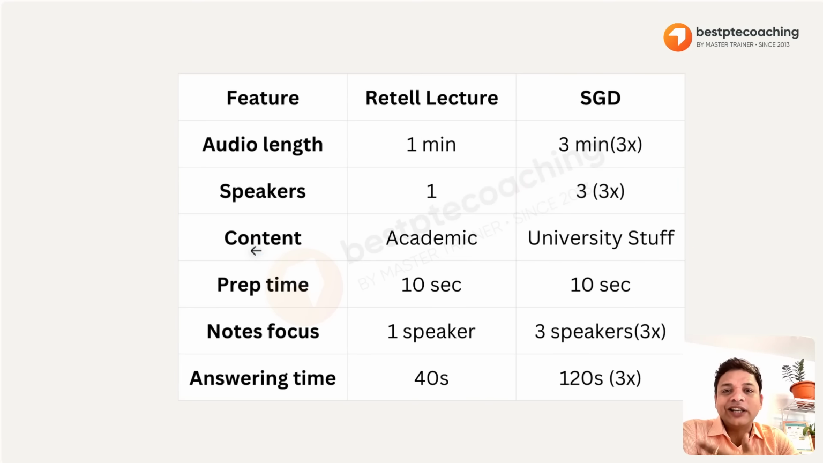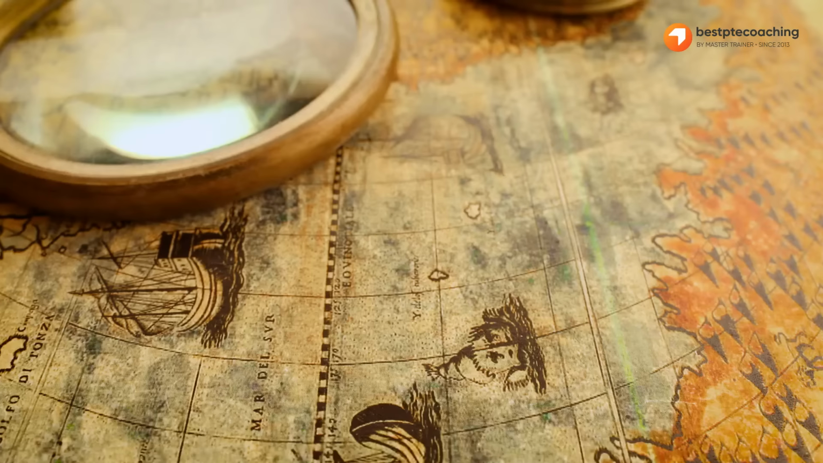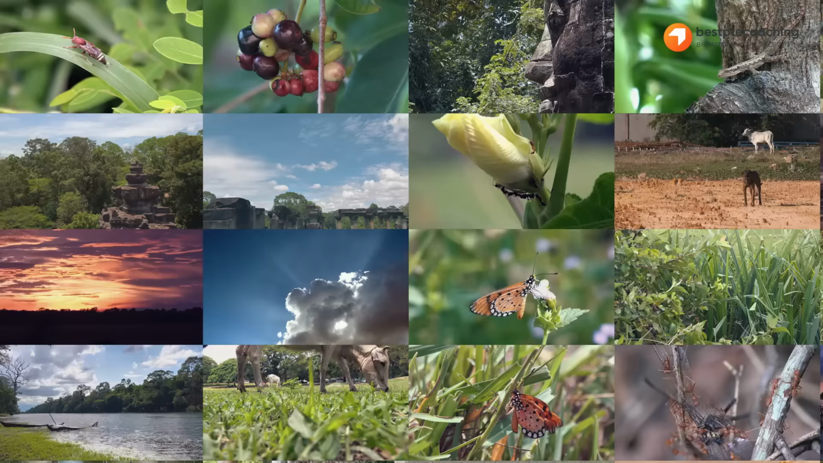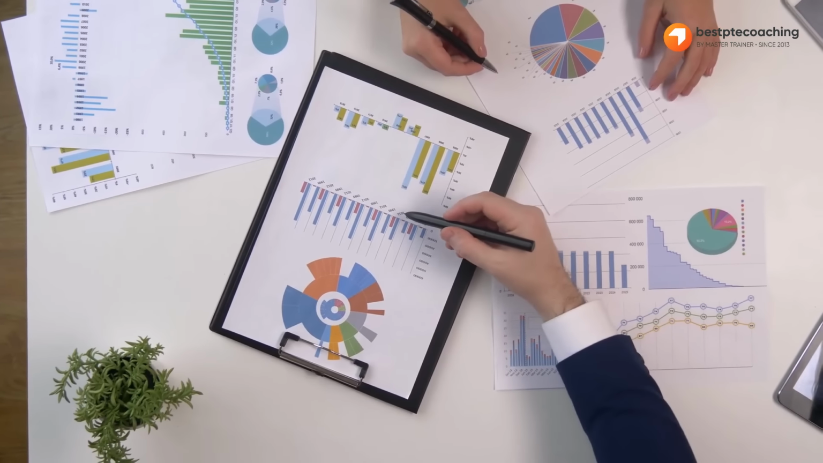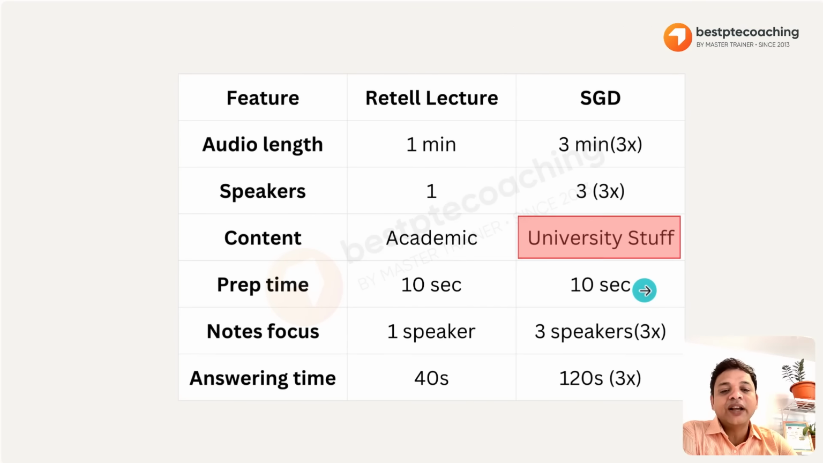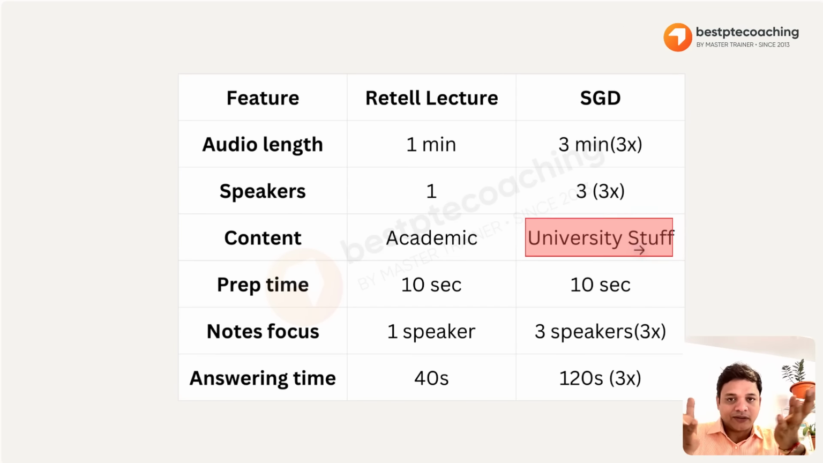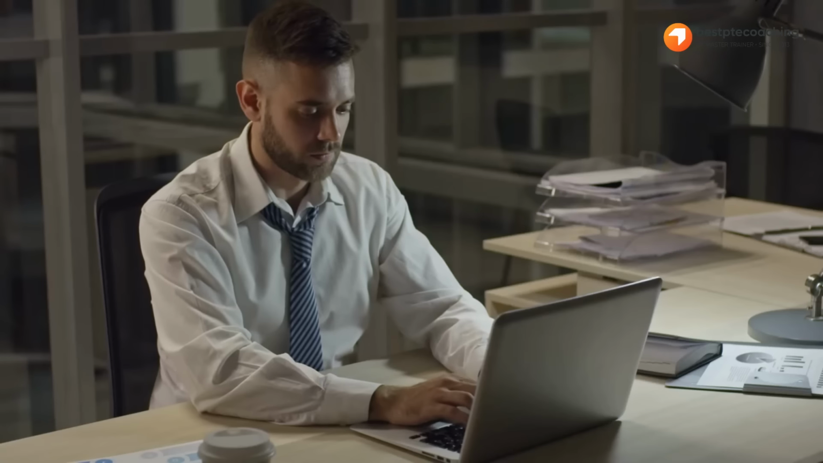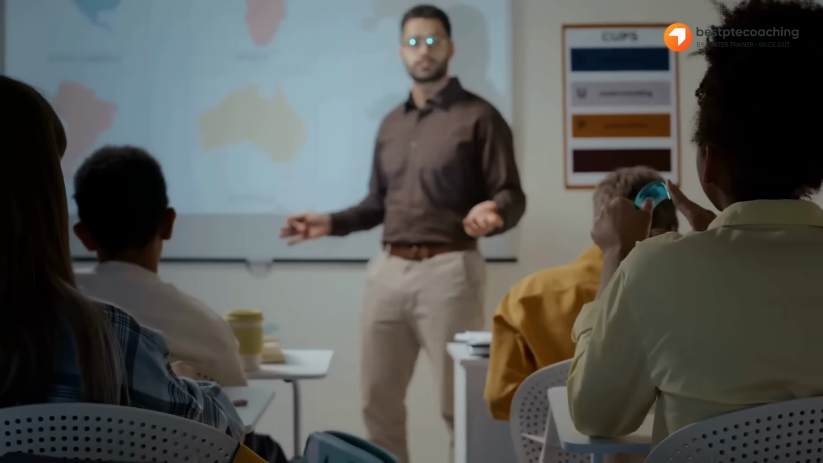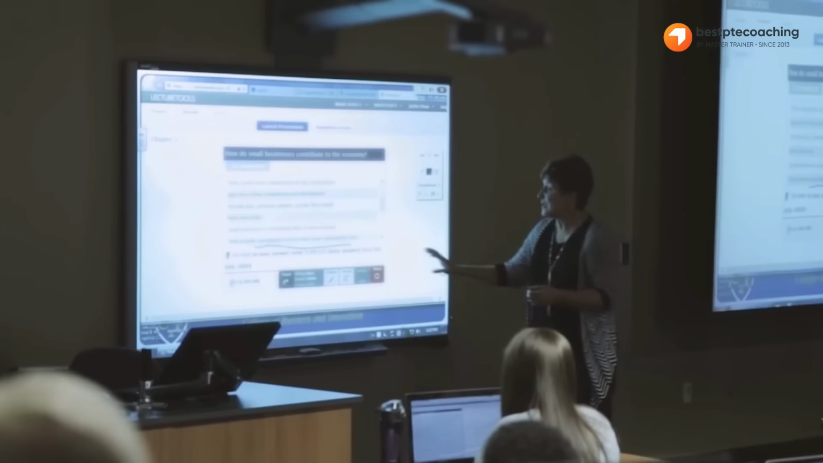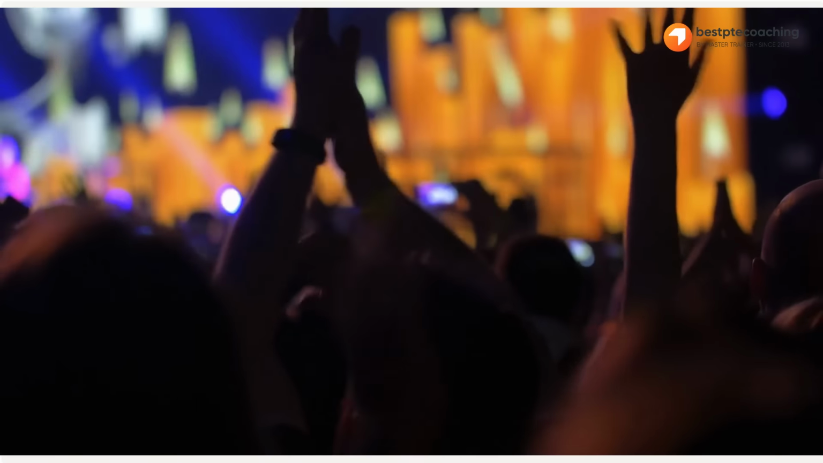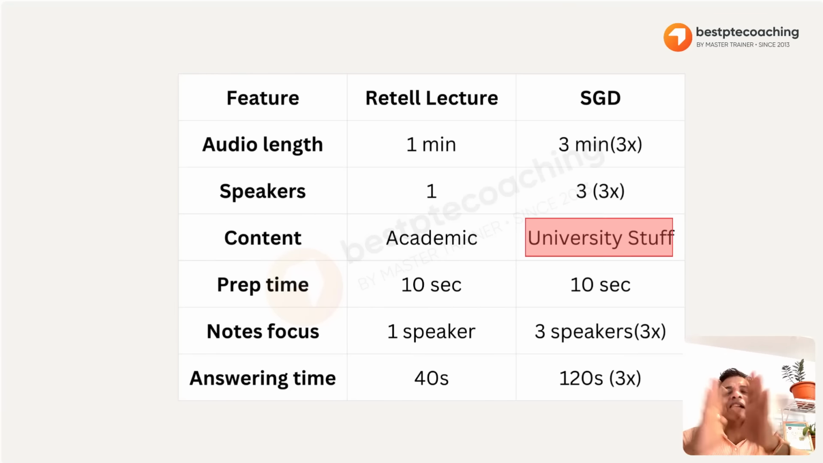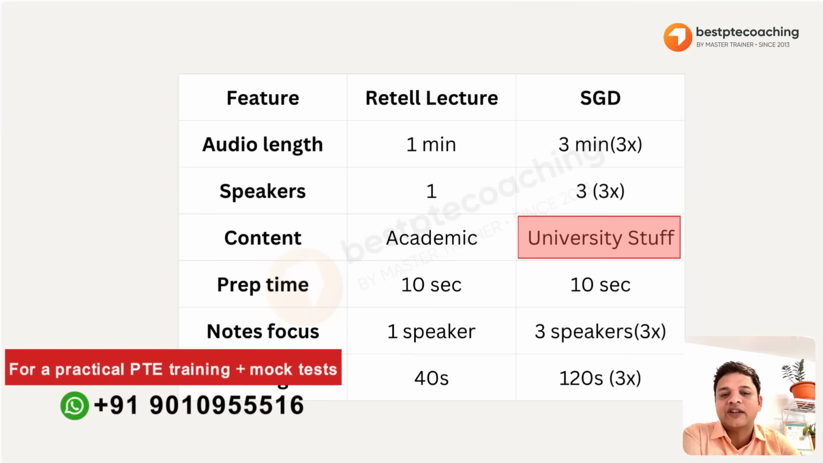The content: what is the subject that they discuss? In Retell Lecture, any academic subject can be discussed. It can be history, geography, geology, zoology, economics, basically any subject. But in Summarize Group Discussion, the context will always be university stuff. It can be about assignments, placements, attendance in a particular class, a seminar, or an event in the university. The topic revolves purely around university matters.